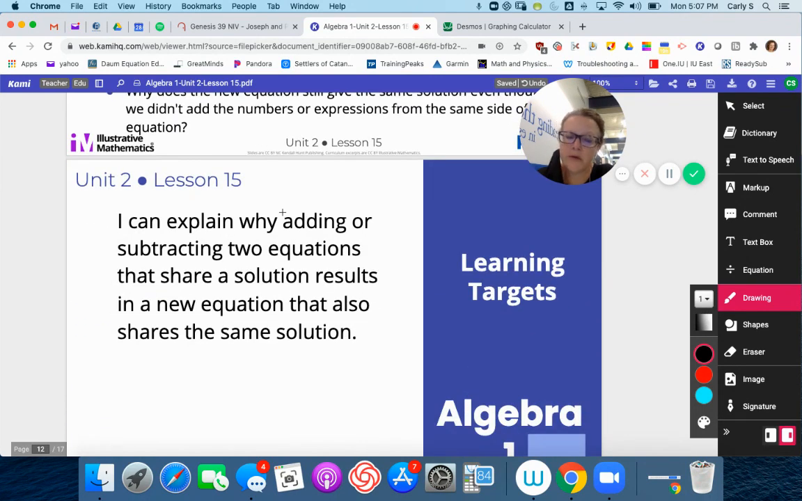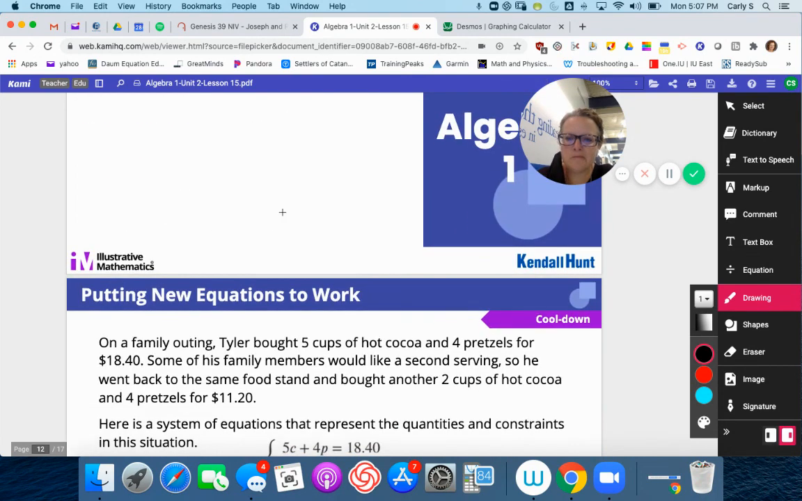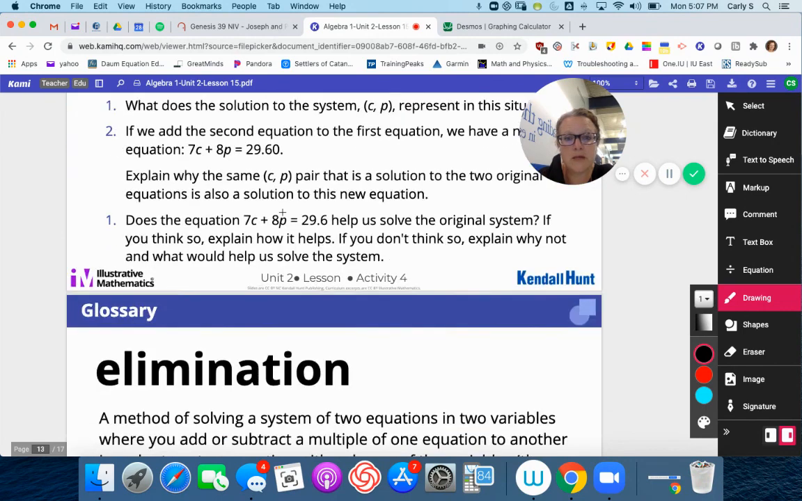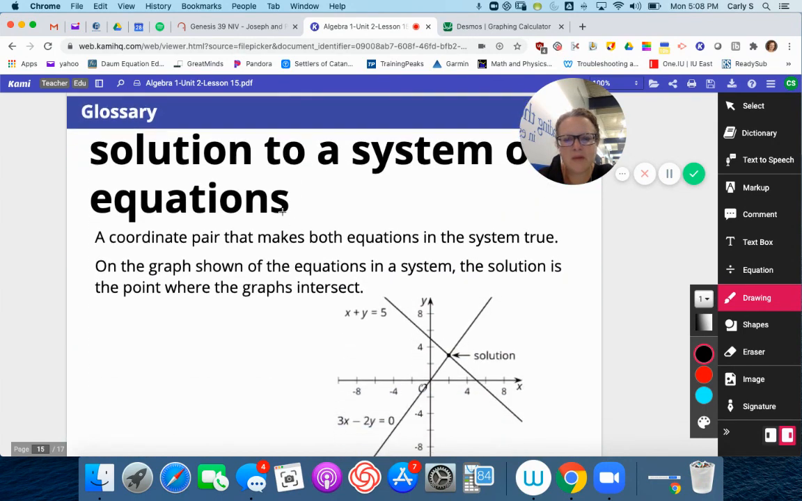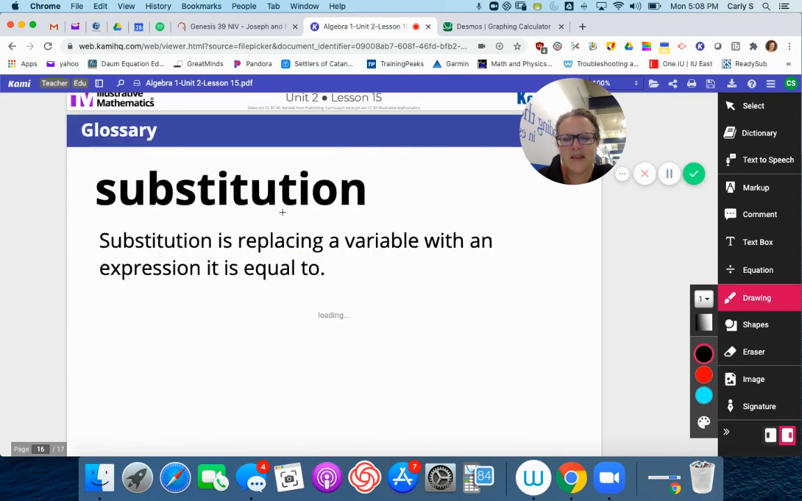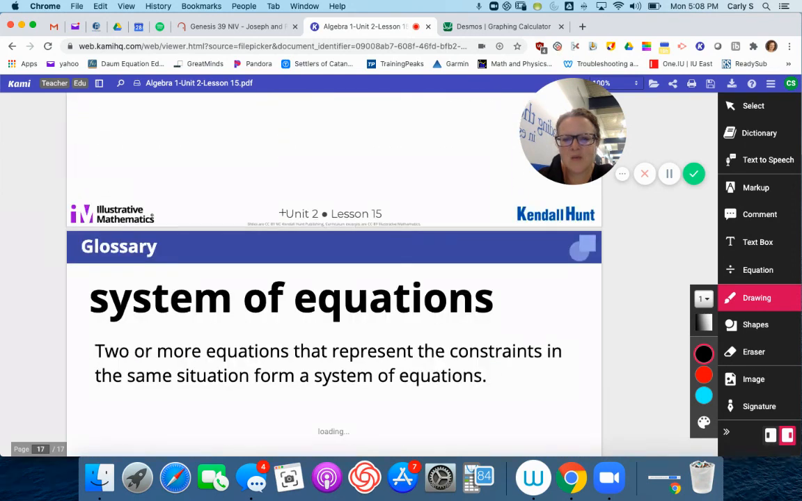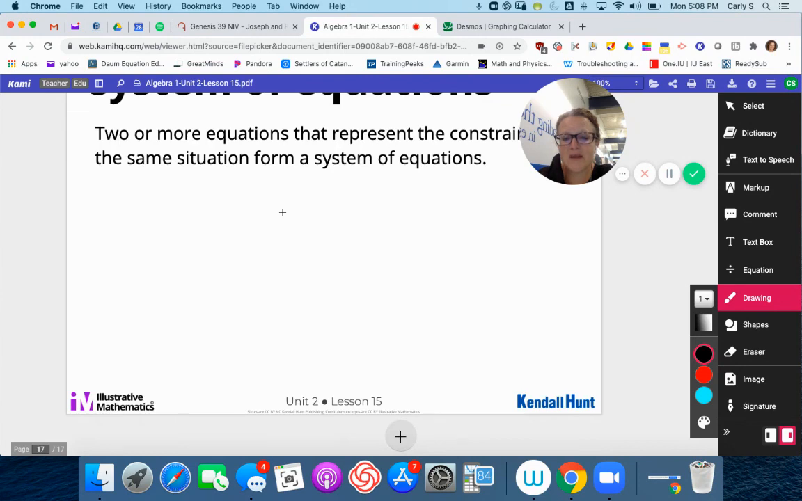All right, so now we're going to say, I can explain why adding or subtracting 2 equations that share a solution results in a new equation that also shares the same solution. All right, and we're not doing the cool down, but there's a vocabulary and more vocabulary and more vocabulary. All of this is in your topics section. Okay, nice work today.